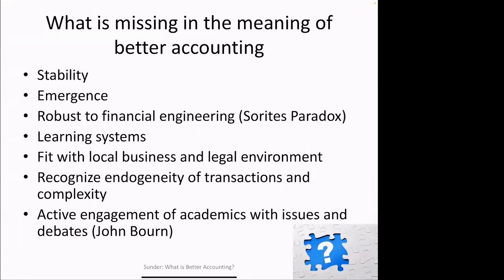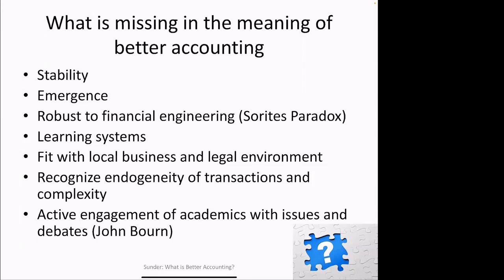What is missing in the meaning of better accounting? I've discussed many possibilities. I've not discussed stability, robustness of financial engineering. That's a Sorites paradox, which you may be familiar with. Learning systems that fit with the local business and legal environment, recognizing the endogeneity of transactions and complexity, and active engagement of academics with the issues and debates, which I congratulate Steve and Ayun for starting this workshop to encourage people to engage with these issues in academia.